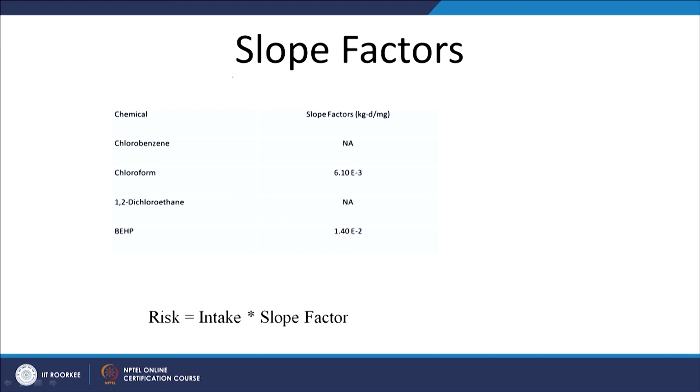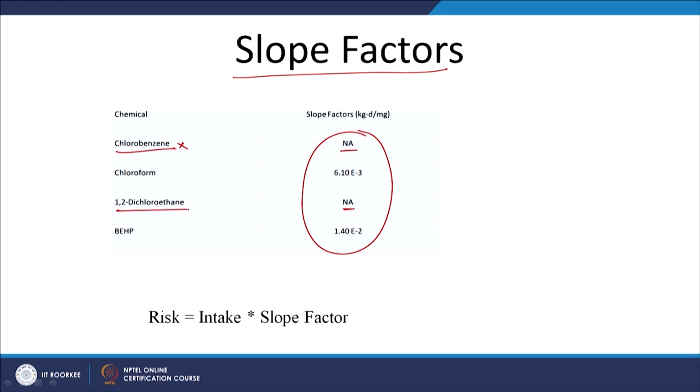So, slope factors, again from the standard data. Looks like these are the slope factors, and they are not available for some. So, let us say in that case I am going to assume that chlorobenzene and 1,2-DCA are not carcinogens. Only chloroform and BEHP are carcinogens, because I have the slope factors only for those two particular compounds. So, then risk is equal to the intake times the slope factor, and we are going to calculate the relevant risks.